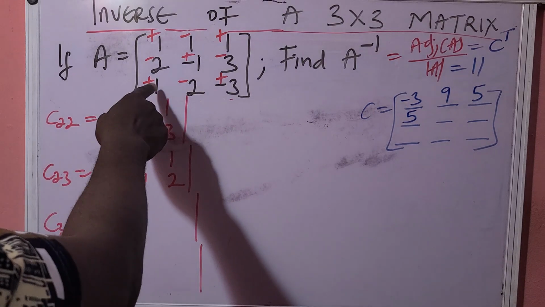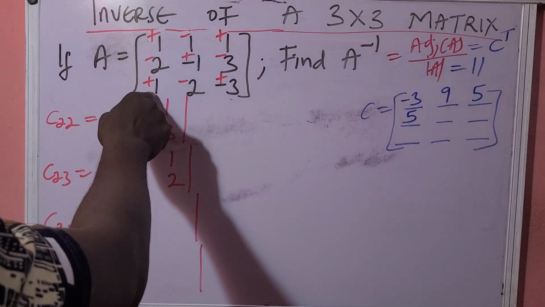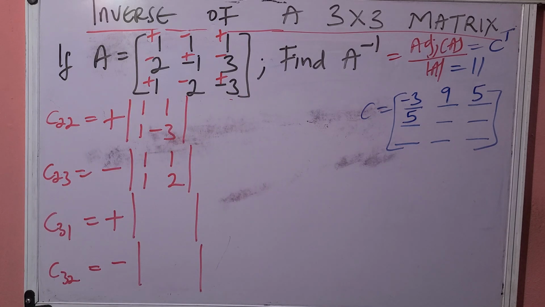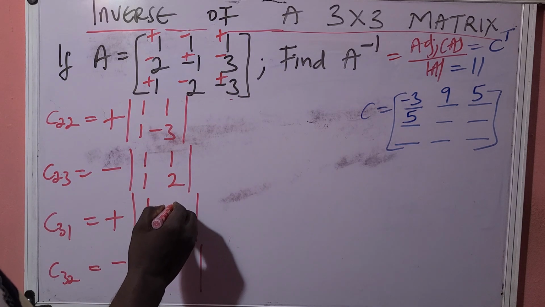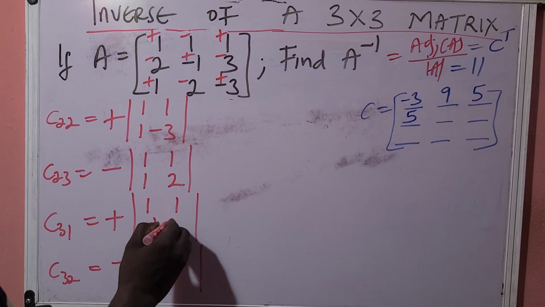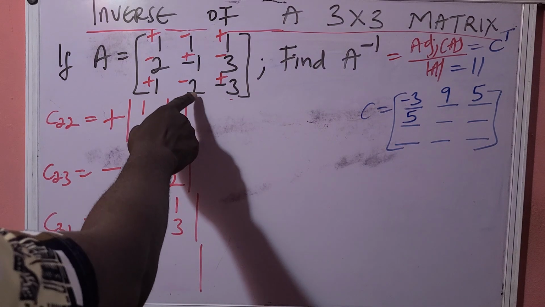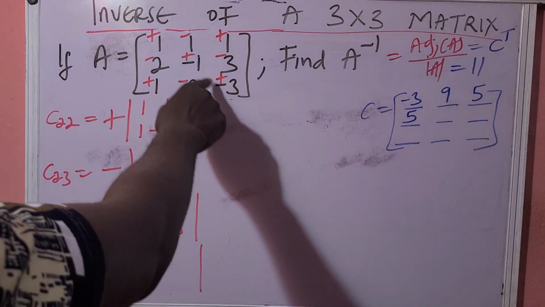So for C31, this is C31. We shut off column 1. We shut off row 3. So we're left with 1, 1, minus 1, 3. Again, for more details on this, I would advise you go watch the video on the adjoint of a 3 by 3 matrix.